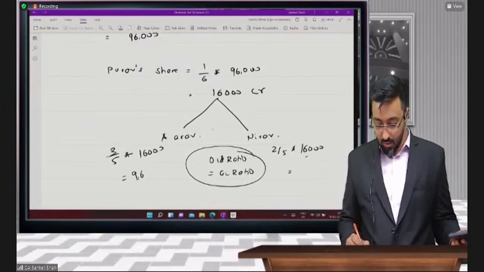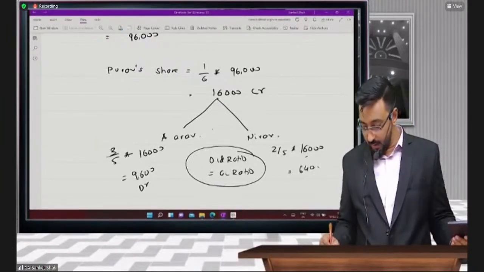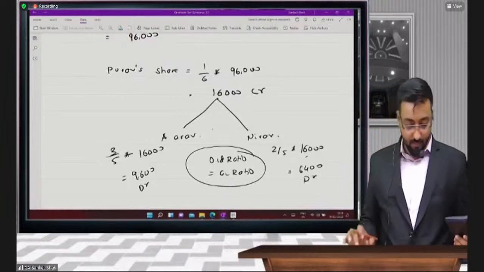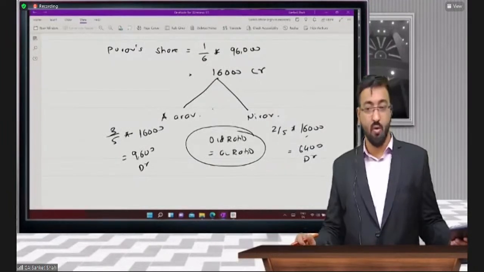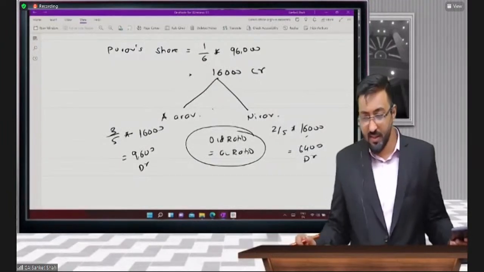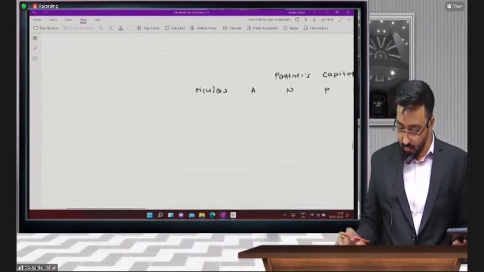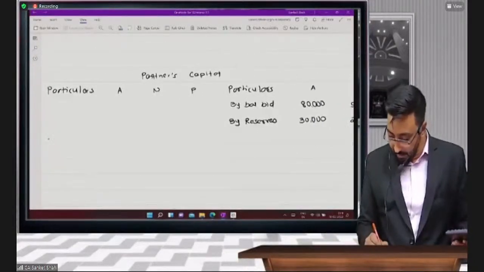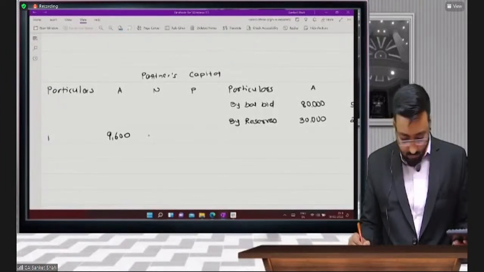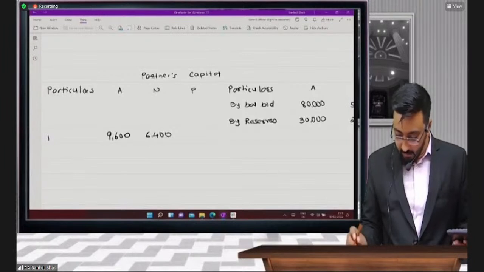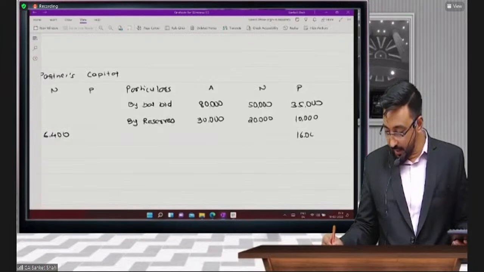So this is 9,600 debit and 6,400 is debit. Okay, very simple adjustment. So we are going by his approach. Now his approach, same adjustment, sir. So first debit Arav and Nirav. On the third line, Arav and Nirav, 9,600, 6,400, and on the same line, 16,000 is credited.